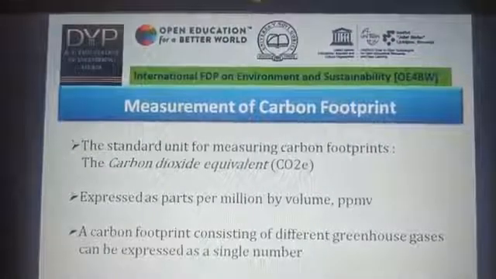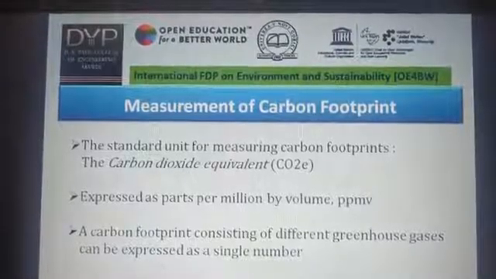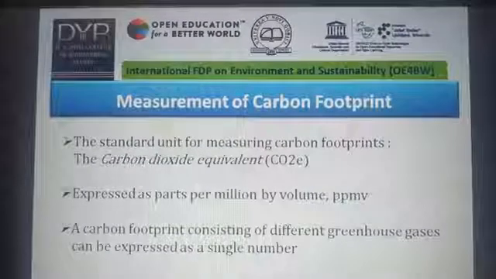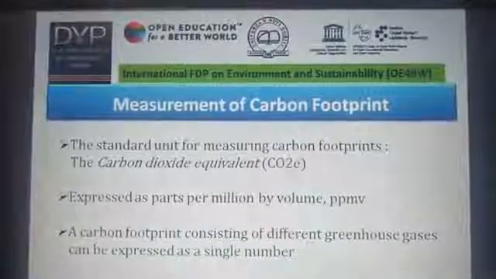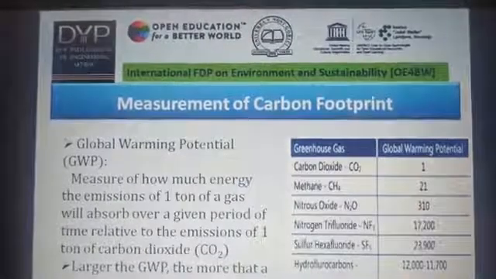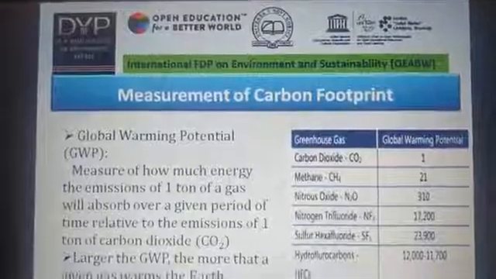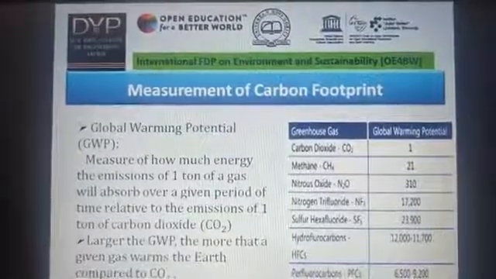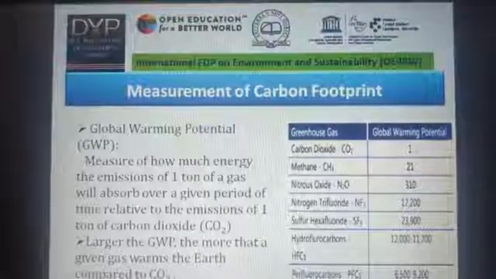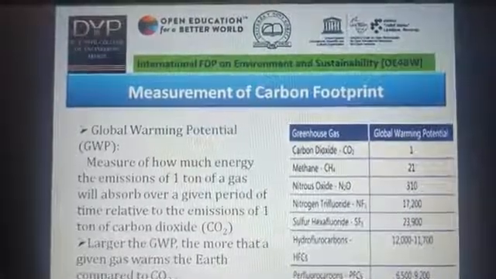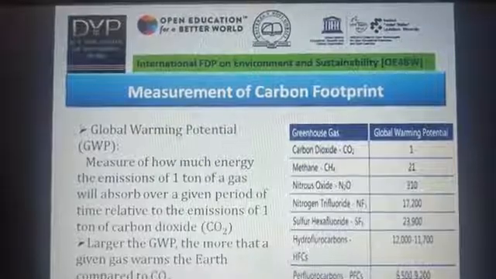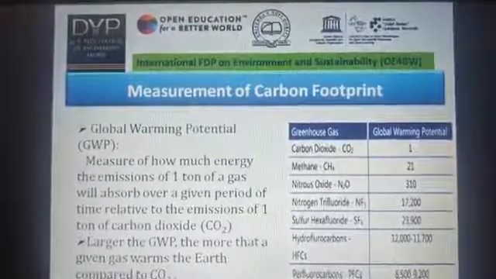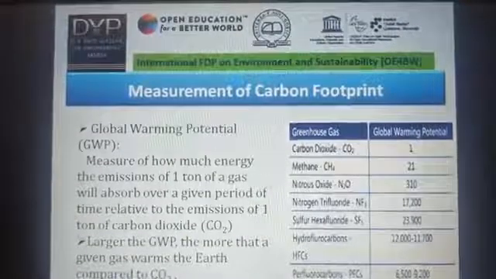Carbon footprint consisting of different greenhouse gases can be expressed as a single number. Here, standard ratios are used to convert different gases into an equivalent amount of CO2. And there comes the concept of GWP, that is global warming potential. Global warming potential is a measure of how much energy the emissions of 1 ton of a gas will absorb over a given period of time, relative to emissions of 1 ton of carbon dioxide. The larger the GWP, the more that a given gas warms the earth compared to CO2.